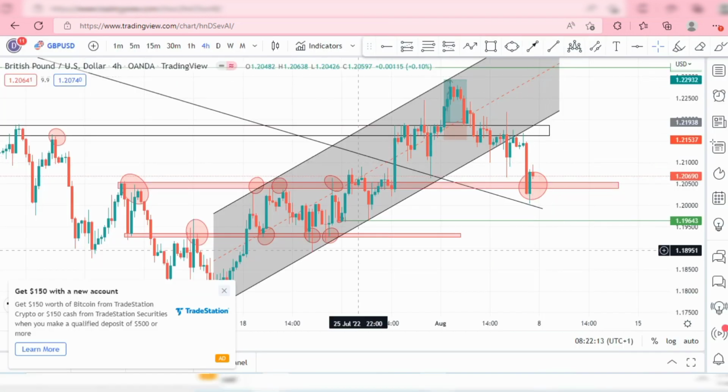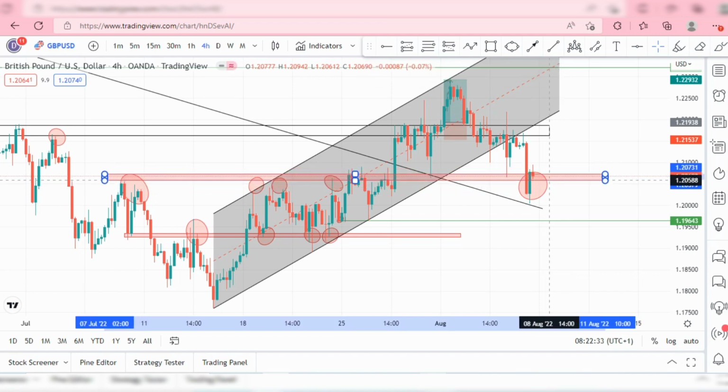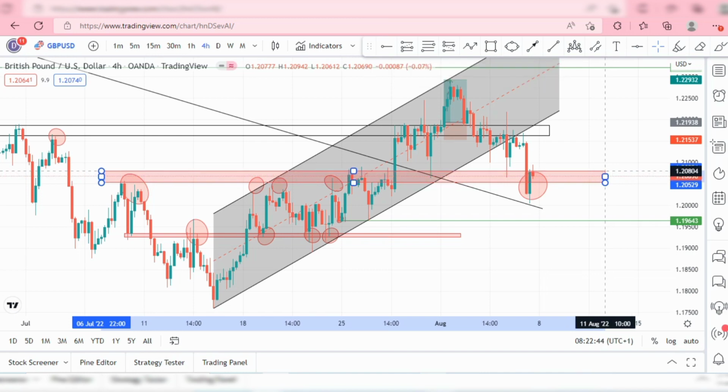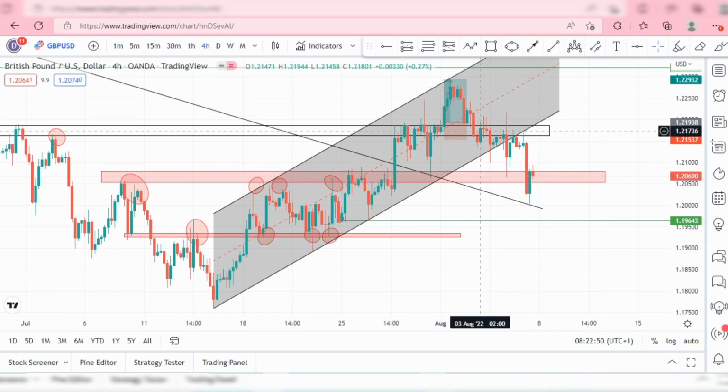If price decides to break this area right to the downside again, then we may end up just taking our sell trade from there. Again, if I move this area just a little bit to the top, so that we can capture more area, then we would realize that from what I'm seeing here now, most likely price may end up continuing to the downside.